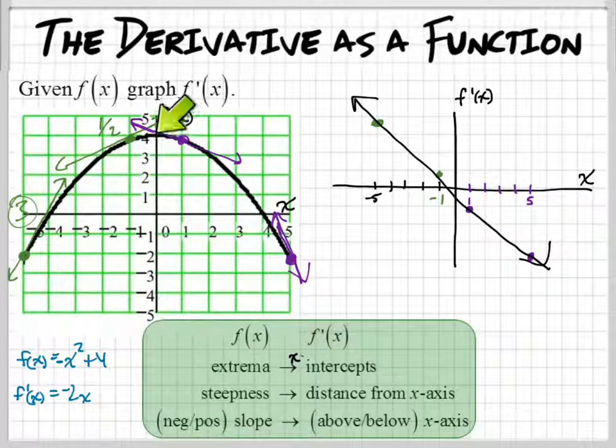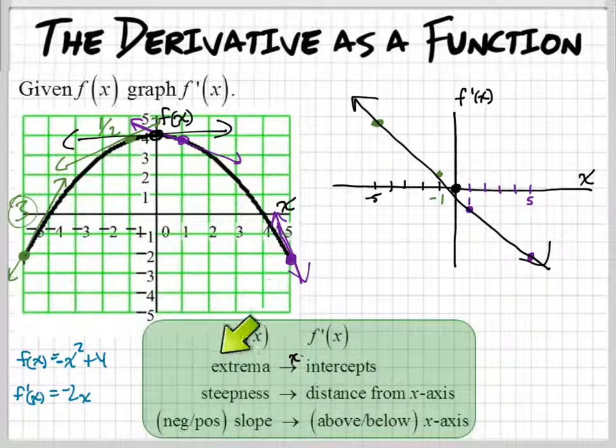So what does that mean? Why is x equals 0 special right here? What's the slope of that tangent line? 0. Yeah, the slope right here of that tangent line is going to be 0. So we should have an x-intercept at x equals 0. Okay? Like I said before, the extrema matches up with the x-intercepts of the f prime function.